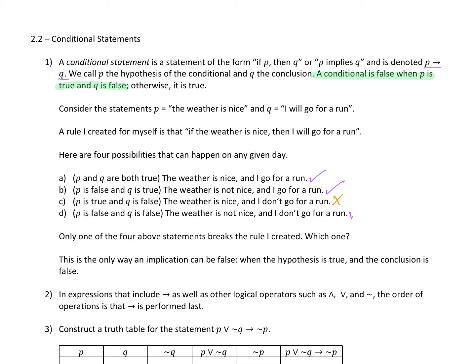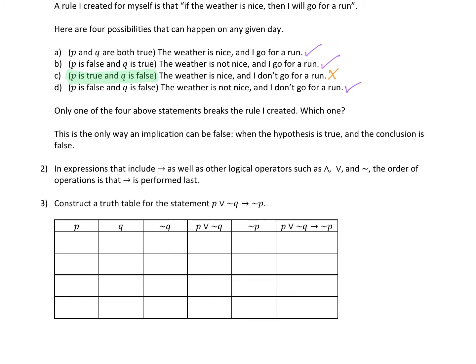That's okay. So there's only one way that this rule can be broken, or in other words, the statement if P then Q is considered false. And that is when P is true, but Q is false. So the hypothesis, or the if part, is true, but the then part is false. So we're going to use that when we do truth tables with implications. We're going to be looking for P true, Q false to give us a false if-then statement.